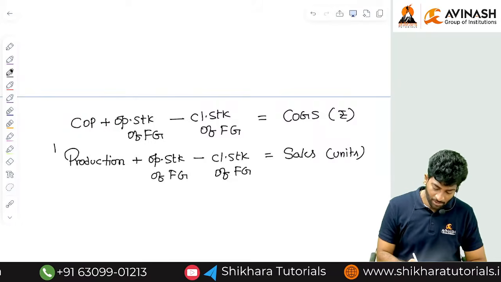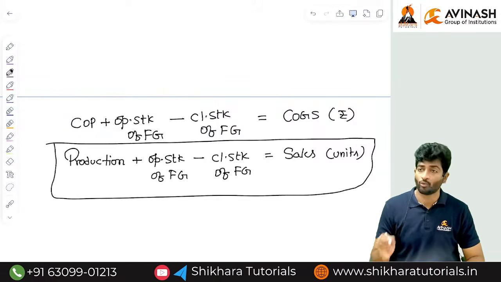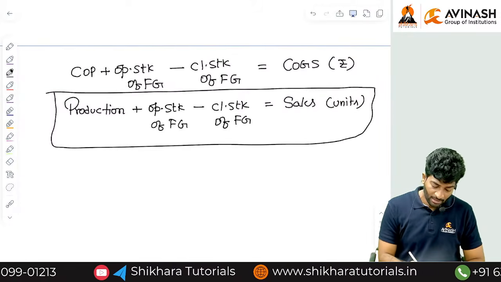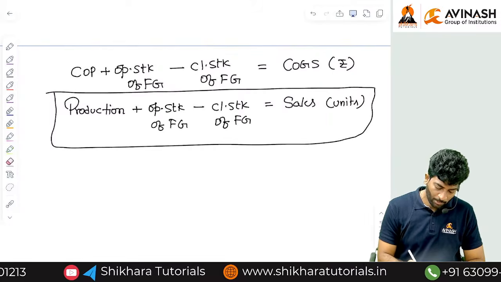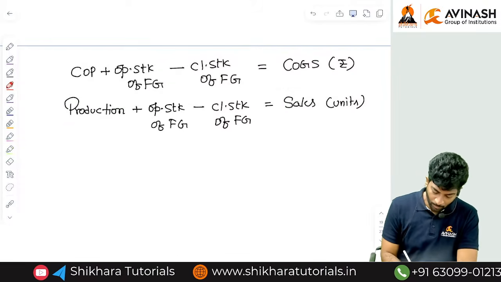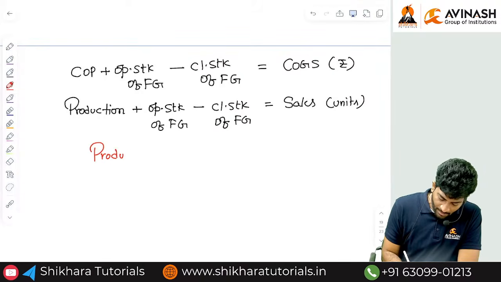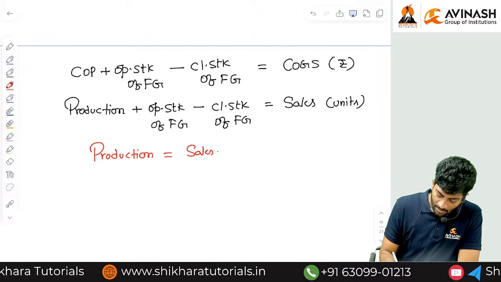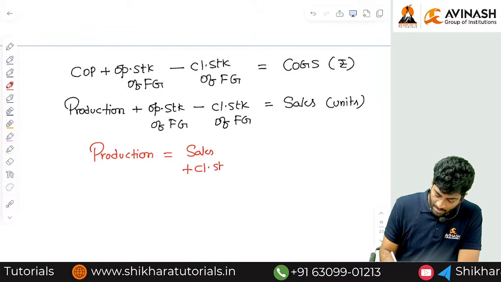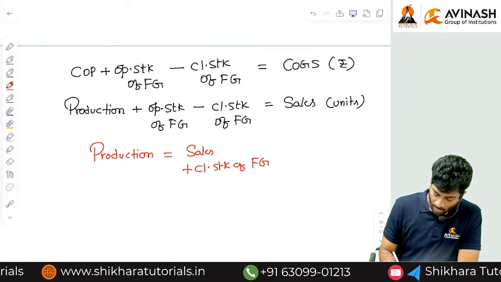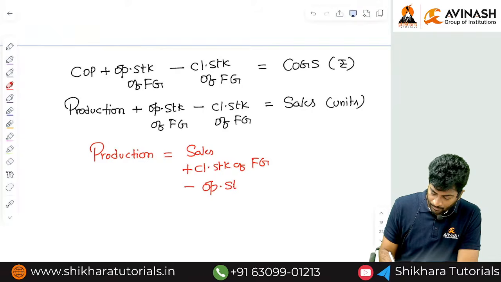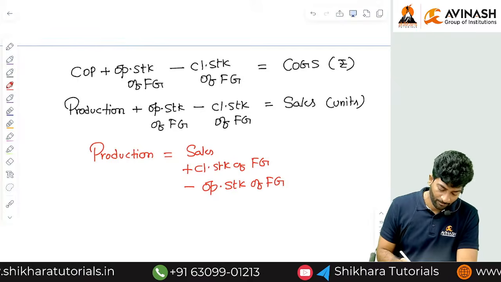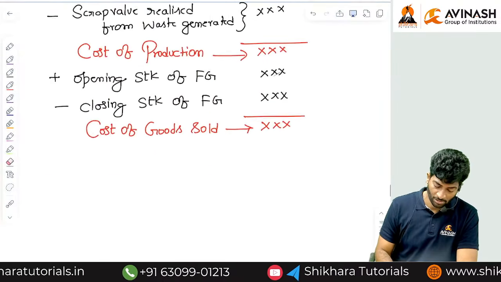I think this is the equation we have used in our complete budgetary control chapter, right? Am I correct or not? See, from this equation, if you want production budget, production equals sales plus closing stock of finished goods minus opening stock of finished goods, right? Nothing but our cost sheet pro forma, right? Okay. So we got cost of goods sold.